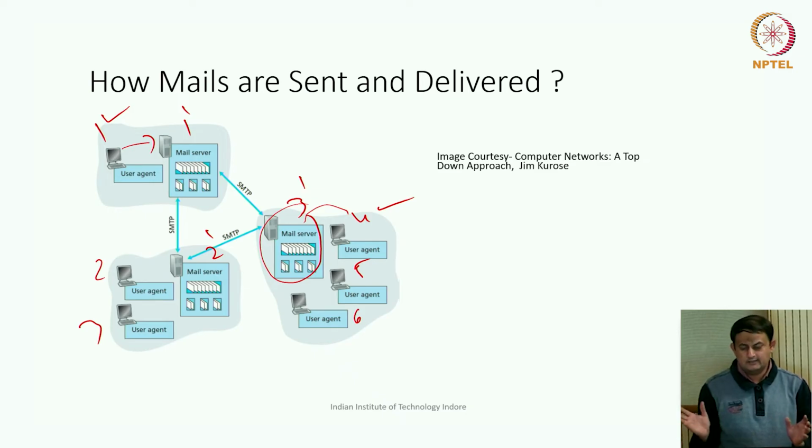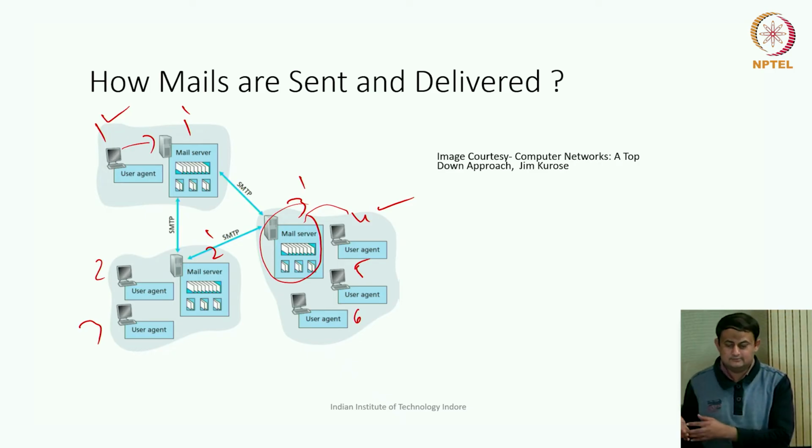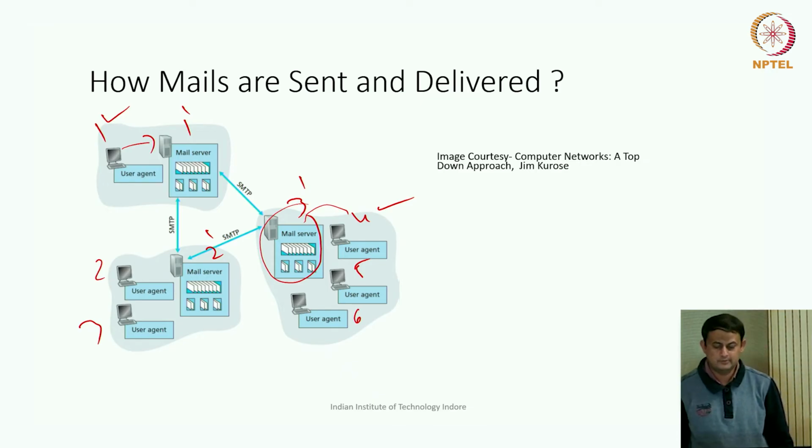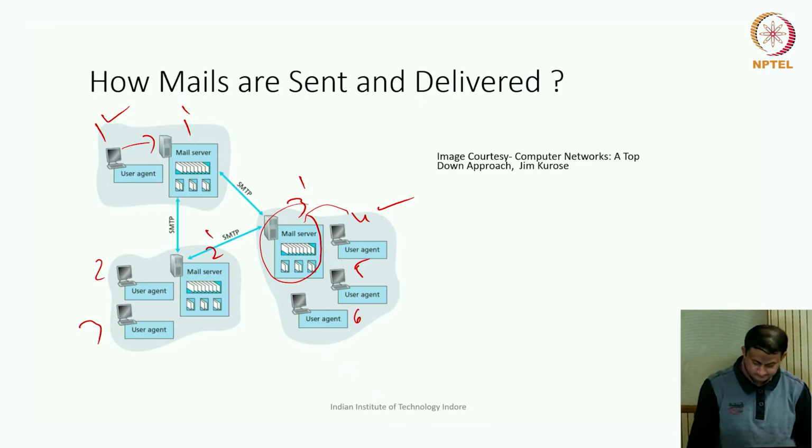When I say another mail server, it does not necessarily mean that 3 prime and 1 prime are two different servers. It can be that user 1 and the recipient are connected to the same mail server. In that case also, the email is stored in the mail server 1 prime itself.